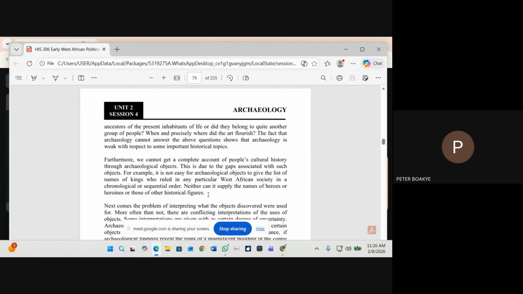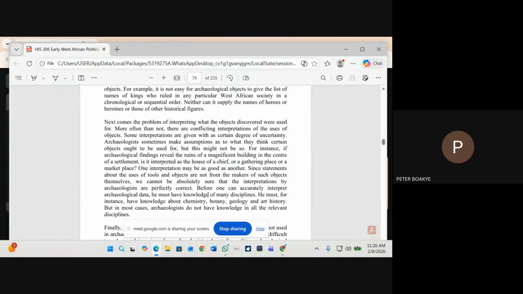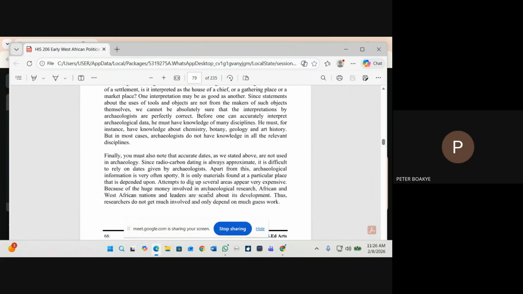Furthermore, we cannot get a complete account of people's cultural history through archaeological objects. No, we can't do that. There are some of the things that we may not get. Next comes the problem of interpretation, what the objects discovered were used for. So how do you interpret it? Based on assumptions, whether those things will be true or not is also a pitfall.